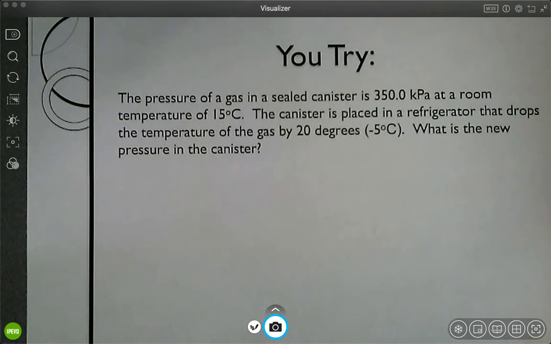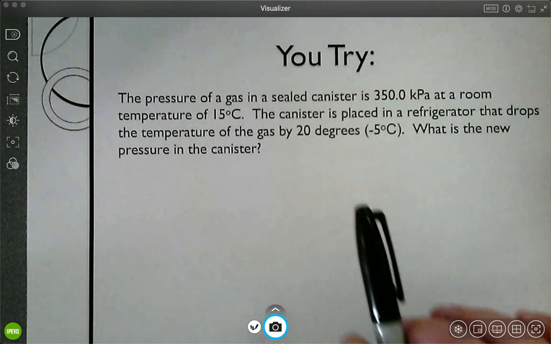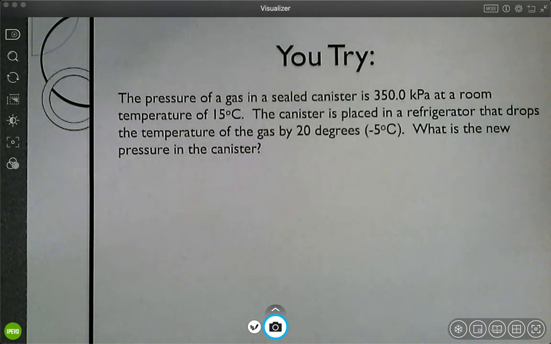Your turn. Pause the video and give this one a try. We have the pressure of a gas in a sealed container. It's 350.0 kilopascals at room temperature of 15 degrees Celsius. The canister is placed in a refrigerator. Okay, so the volume is not going to change. The temperature drops by 20 degrees. It's down to -5 degrees Celsius. So what is the new pressure in that canister if it's cooling down to -5?